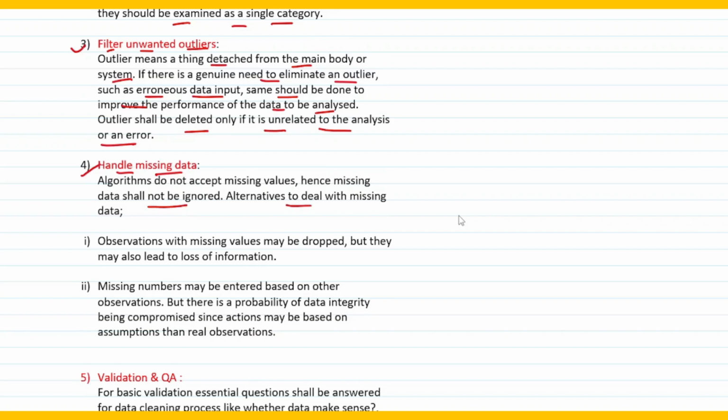Alternatives to deal with missing data: if there is a case of missing data, then what you can do: first of all, observations with missing values may be dropped, but that may also lead to loss of information. Now if the missing values don't have much relevance, then they can be dropped, right? They need not be taken into consideration. But if that may lead to the loss of information, then it can be a problematic thing. So in that case, if the missing values are mandatory, then you have to make sure that they are incorporated, right? So basically algorithms won't accept any kind of missing values, so missing values shall not be ignored.